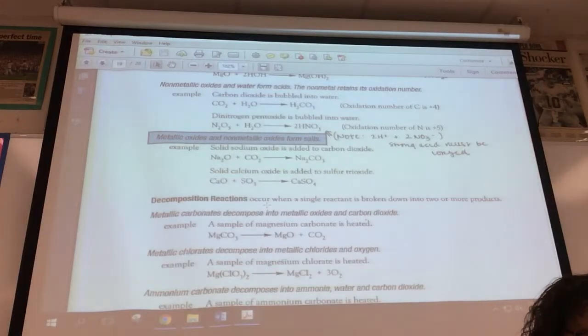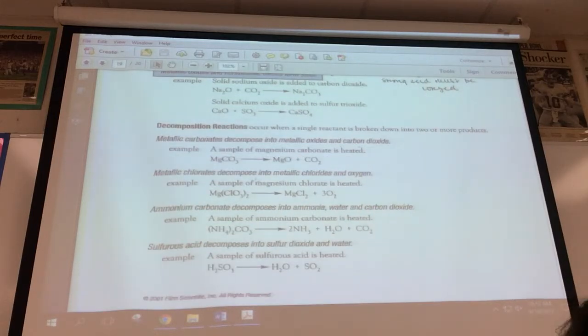The reverse of synthesis is decomp. This would be like getting a divorce. You're going to break things apart into simpler substances. When you have a decomposition reaction, you're always going to have one reactant. You're going to generate 2 or more products. And you can see that this decomp here is the reverse of here. So when you have a metallic carbonate, you're going to generate a metallic oxide and a non-metallic oxide.